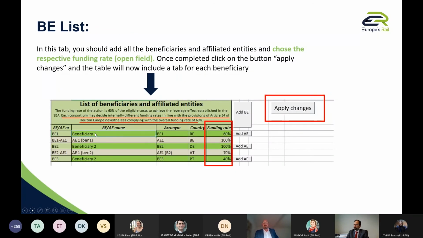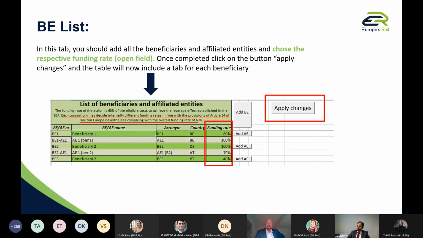So first tab, it's an important one. It's dependent on the consortium and so on. So you have the list of beneficiaries and affiliate entities. The Excel file works with macro, so you can add, clicking on the button, as many beneficiaries as you want and as many affiliate entities to a beneficiary as you want.